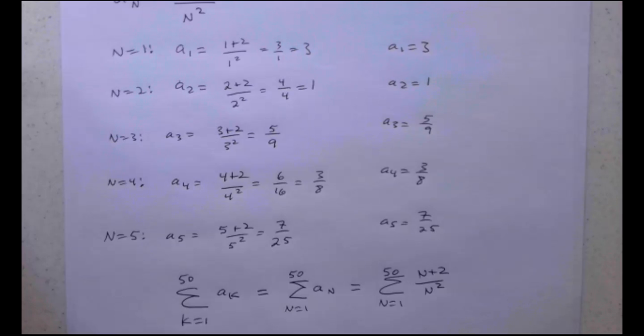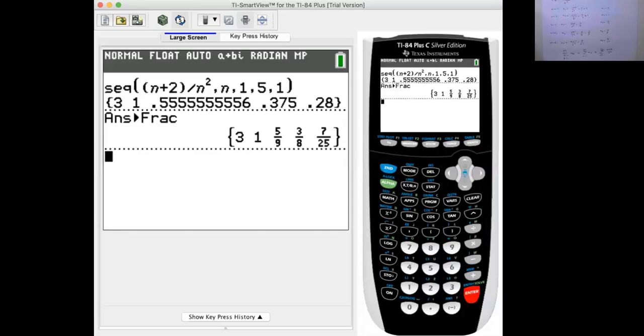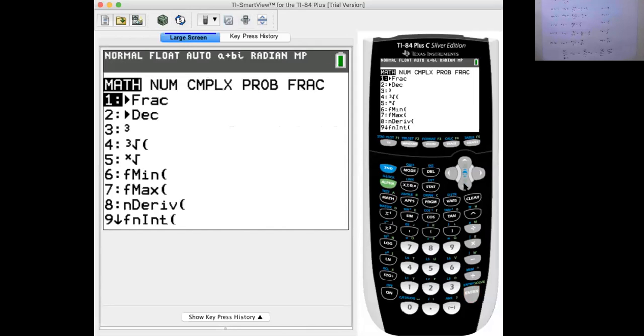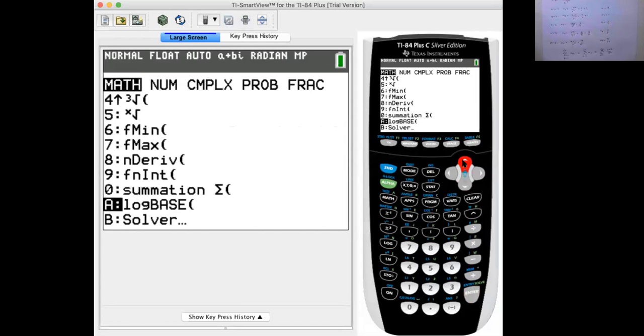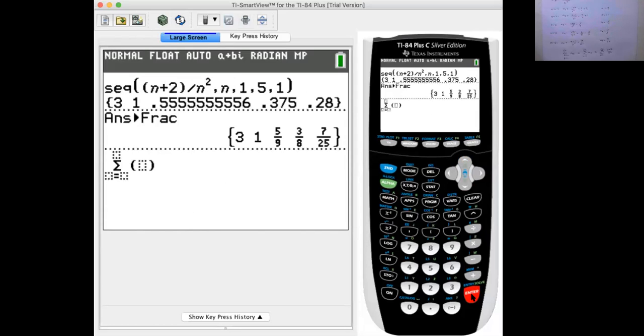So let's go back to the graphing calculator. And this time we're going to go to the math button, scroll all the way down to 0, and you'll notice summation notation. 0 is your summation. Hit enter, and you'll notice this version of the calculator is very helpful. I want n to go from 1 to 50, so my variable is n. I'm in summation mode, sequence mode, so I should be okay. n goes from 1 to 50.